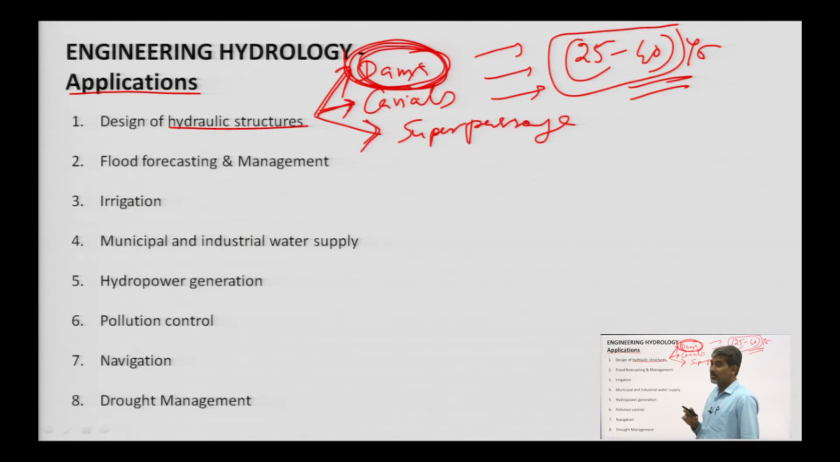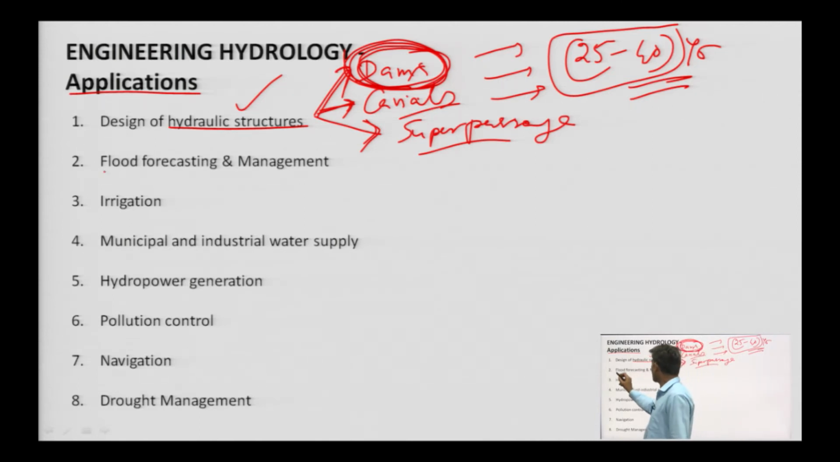Okay, so engineering hydrology gives the idea to have such type of data that is used in hydraulic structures. A hydraulic structure cannot be designed without clear knowledge of the availability of the water. Okay. The next application is flood forecasting.